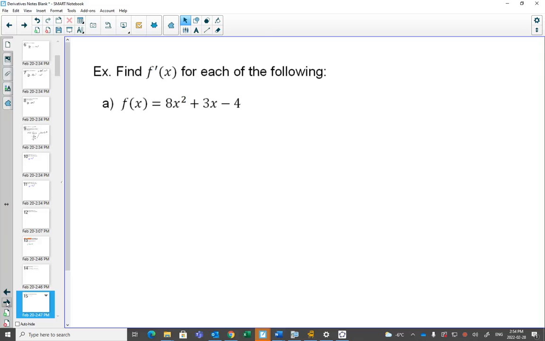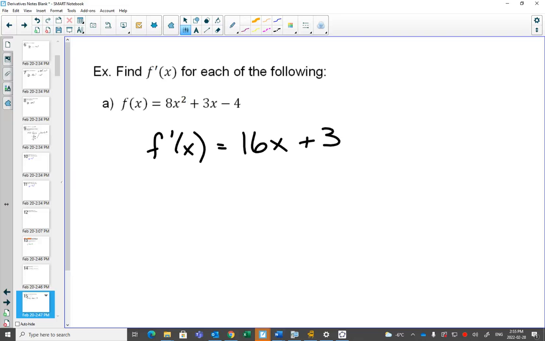All right, how do you do on the first one? So for the first one, f prime of x, the derivative, you would use your power rule for the 8x squared, and you would get 16x. You do the power rule for the 3x, and you would get plus 3. You do the power rule for the minus 4, and you would get 0. So you wouldn't have to write it. And this would be the derivative.